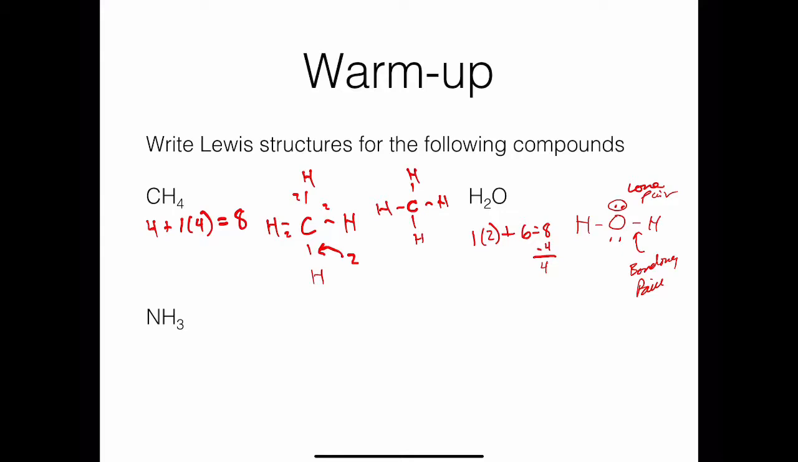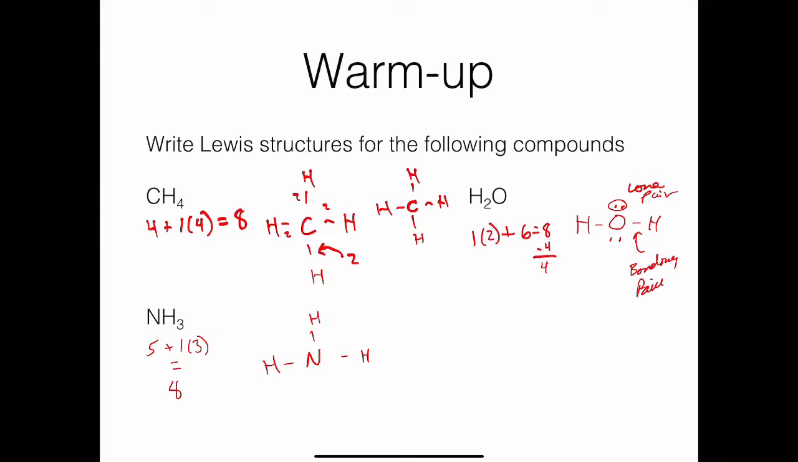NH3, nitrogen is in column 5, 5 electrons in the outer shell. We're adding that to hydrogen's contribution of 1 times 3. So this, again, is a total of 8. You're probably noticing a pattern here, and what we're doing is showing you all of the different conformations involving 8 electrons to be distributed. Nitrogen in the center, and remember we put nitrogen in the center because only hydrogen can go around the outside.